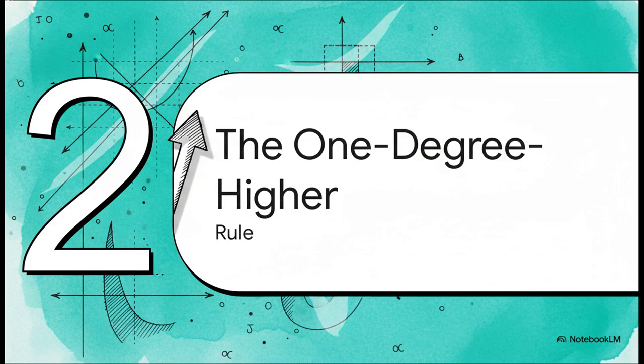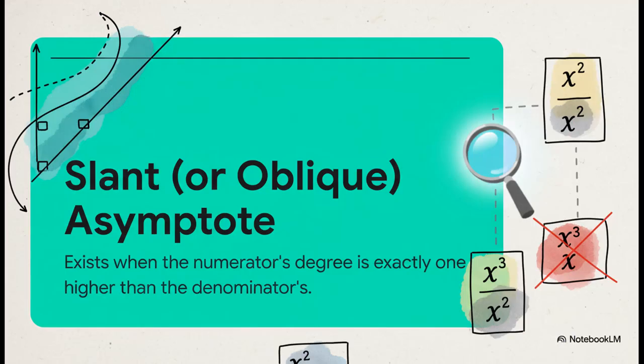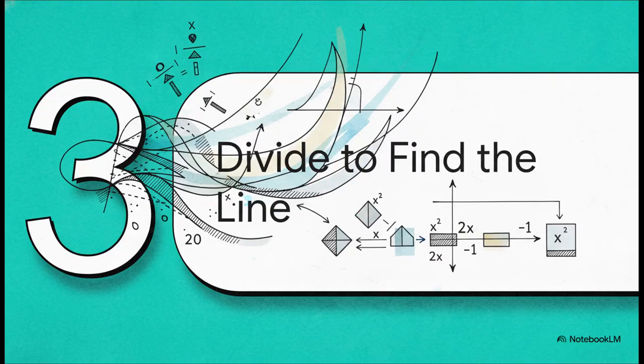So how can you tell if a graph even has one of these cool tilted asymptotes? Well, it turns out there's one beautifully simple rule. It's the first thing you should check every single time. And here it is, the golden rule. A slant asymptote exists if and only if the degree of the polynomial on top is exactly 1 bigger than the degree on the bottom. Not 2 bigger, not the same, exactly 1. So if you see an x squared over an x, or maybe an x cubed over an x squared, bingo, you've got one.